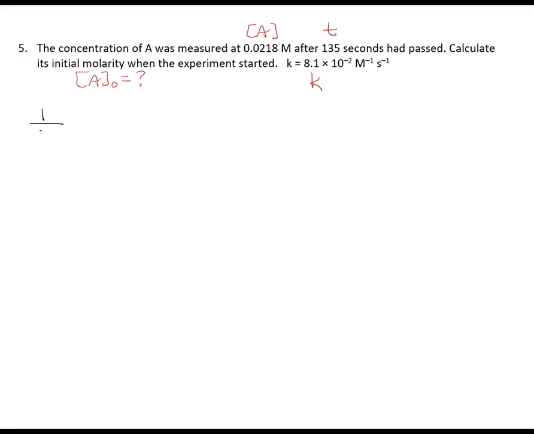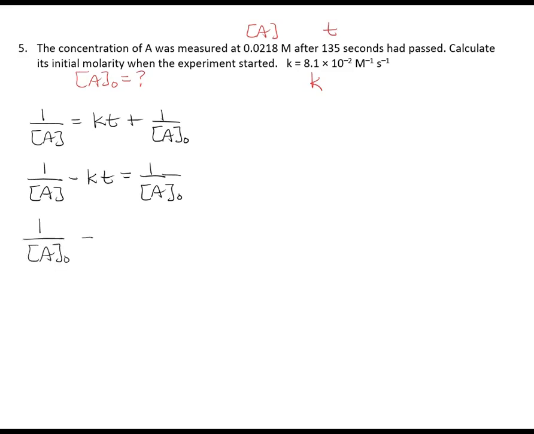Starting with our regular form of the equation, we have 1 over A equals KT plus 1 over A naught. We'll solve for 1 over A naught, and then we'll take the inverse. In order to get that, we just have to subtract KT. So we have 1 over A minus KT equals 1 over A naught. We just have to make sure that when we're done with the calculation, we remember to take the inverse, because once we get this first value, we're not done yet.